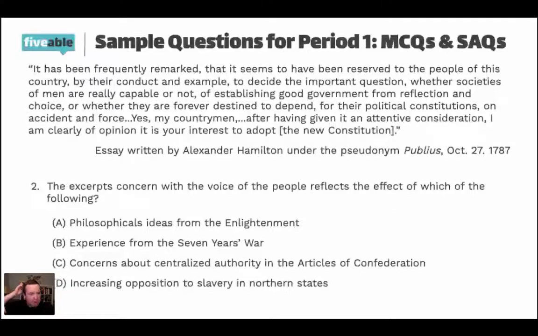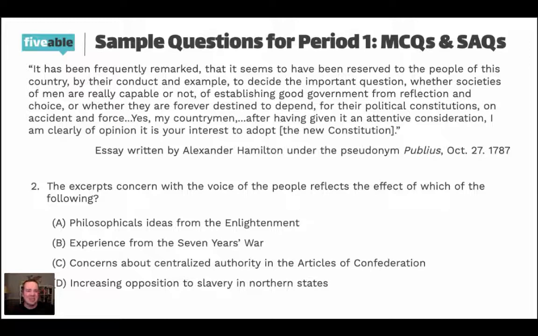Let's go through this kind of in reverse order and see if we can process of elimination our way there and then talk about why it might be the case. So D, increasing opposition to slavery in northern states. Is there increasing opposition to slavery in northern states during this time? Sure. There's a lot of gradual emancipation happening. However, is this related to concerns with the voice of the people?